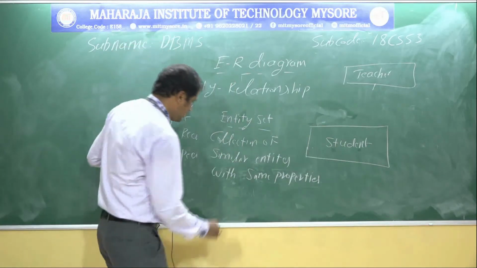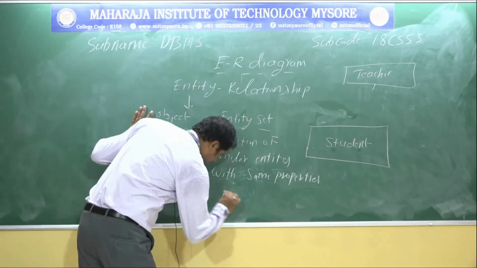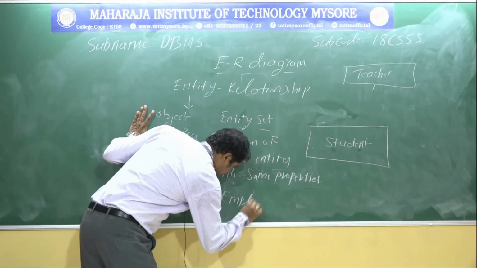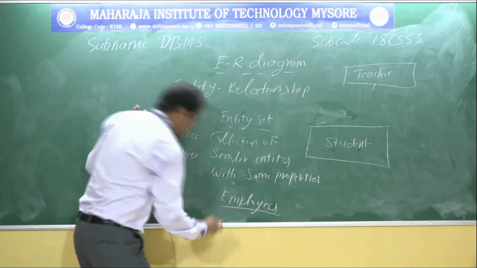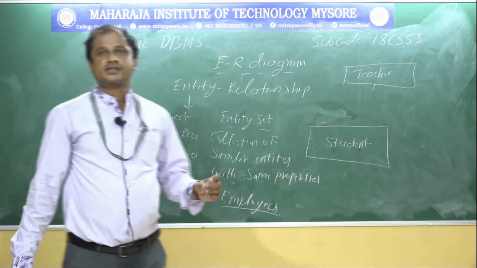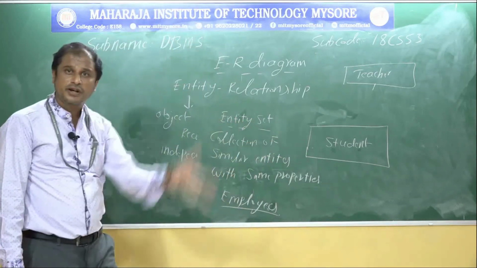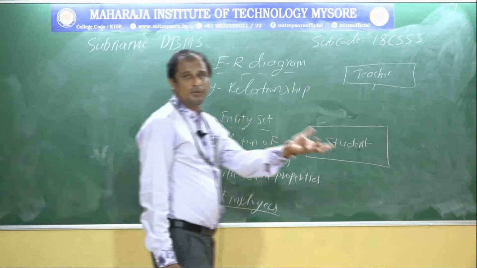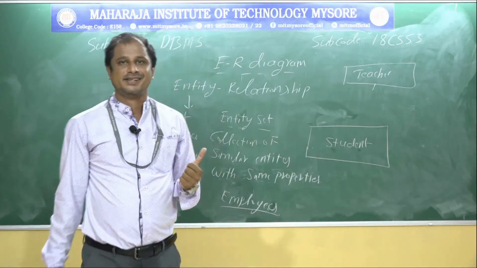If I take one database with a collection of employees, a collection of employees of different departments with the same properties is called an entity set.